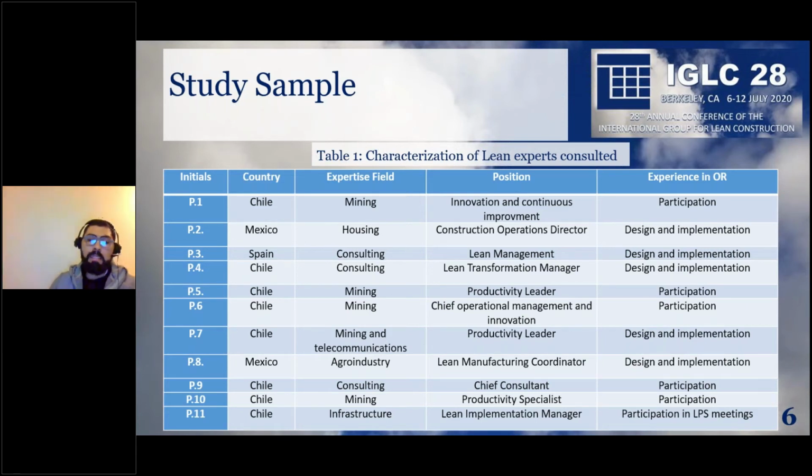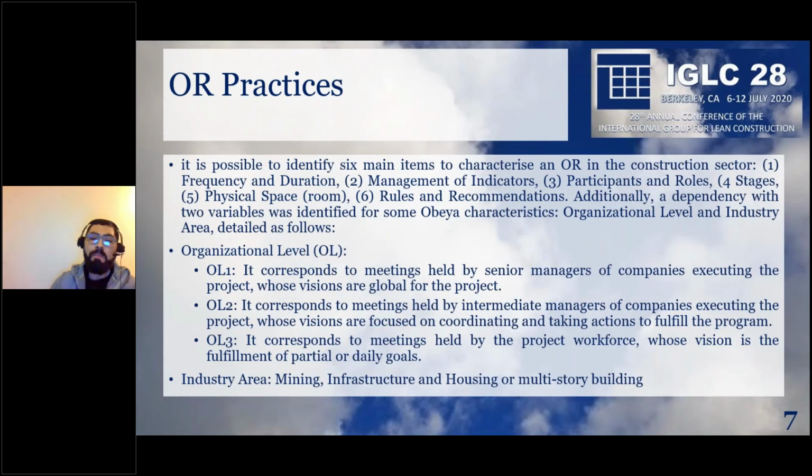Based on data collected from both the reviewed bibliography and the interviews and surveys, it was possible to identify common practice that characterize an Obeya Room. So it is possible to identify 6 main items to characterize an Obeya Room in the construction sector: frequency and duration, management of indicators, participants and roles, stages, physical space, rules and recommendations.